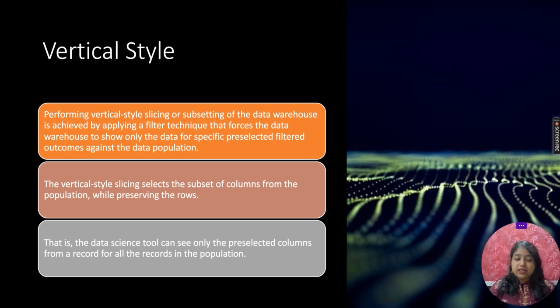For example, if there is a data set which has 1000 records of employees, and I want to select the name and salary columns, then only these two columns will be displayed in vertical style slicing and all the 1000 records will be displayed. So the rows are preserved, but the columns are selected. Other columns will be hidden. So the data science tool can see only pre-selected columns from the record for the entire population.